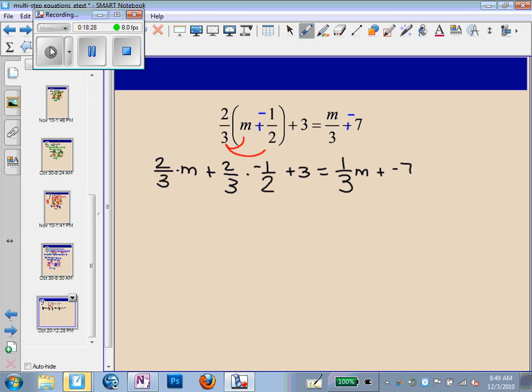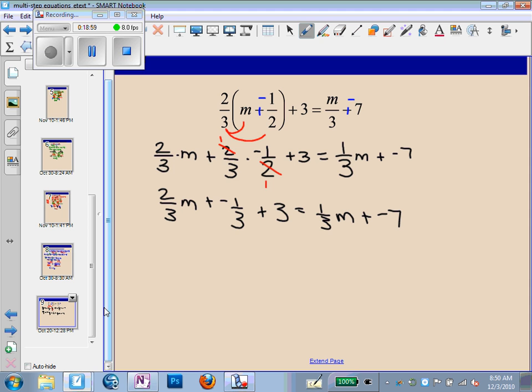So on my next step, I'm going to finish the distribution on the left-hand side. 2/3 m is just 2/3 m. Can't really do anything with that. But I can do some cross-canceling where I multiply 2/3 times negative 1/2. And when I multiply the positive times negative fraction, I end up with negative 1/3 plus 3 equals 1/3 m plus negative 7. So all I did was finish the distribution.